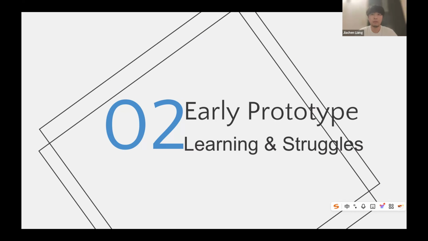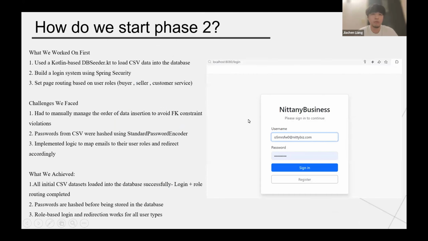Hi everyone, I will talk about part two now. At the beginning, our main task was to load all the CSV files into the database. We wrote a Kotlin setter to do that, and it worked pretty well, but we had to be careful with the order because of the foreign key constraints.